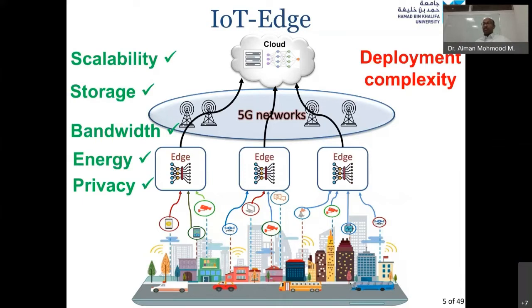If we look at this architecture, we'll see some deployment complexity because we have to find where to put these edges and we have to deploy them successfully. And we also have to, a lot of times, create a new infrastructure to host these edges with some compute, storage, and communication resources.